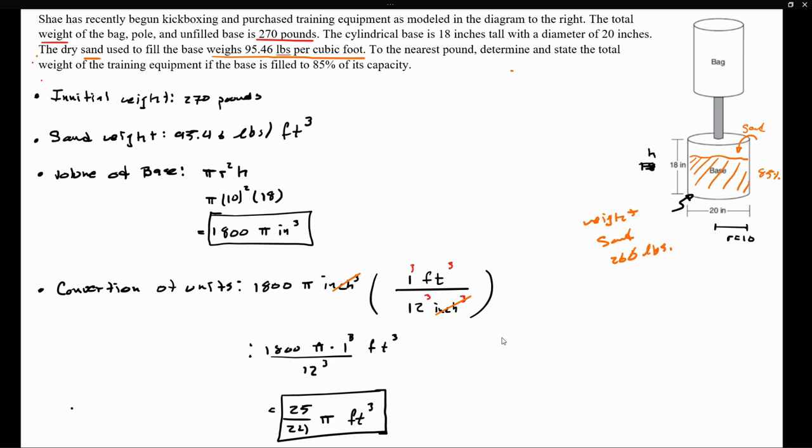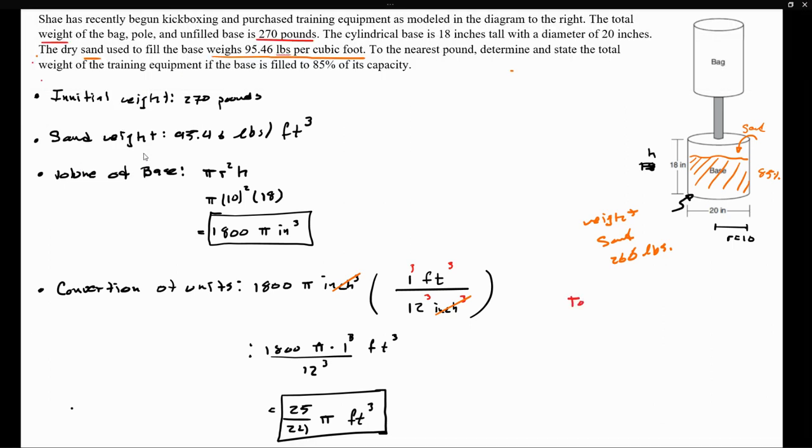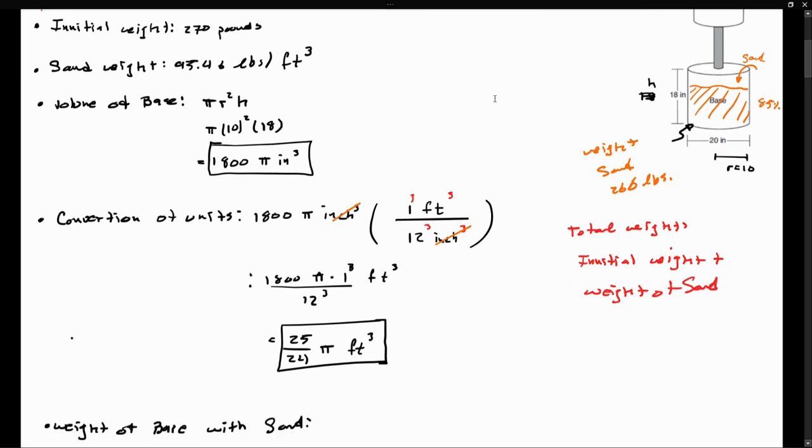But what we wanted to answer is, to the nearest pound, can we determine the total weight of the training equipment? So we definitely have enough information to answer that question now. Because now the total weight is going to be equivalent to the initial weight plus the weight of the sand. So let's compute that.